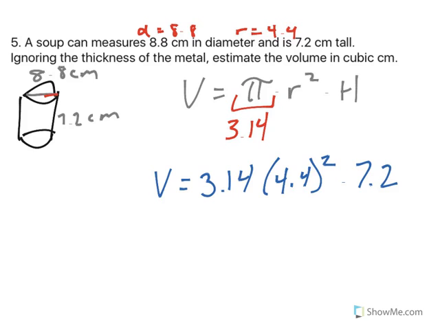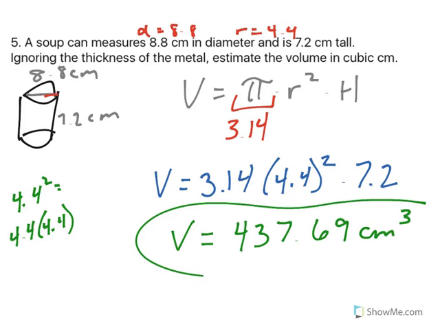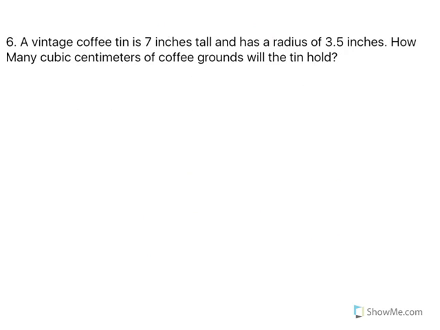When I multiply that, and remember, 4.4 squared is the same as 4.4 times 4.4, so depending on your calculator, you might want to plug that in a different way. But when I do that, I end up with a volume of 437.69 centimeters cubed.